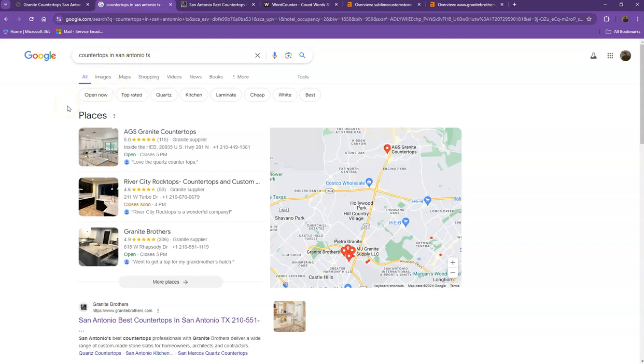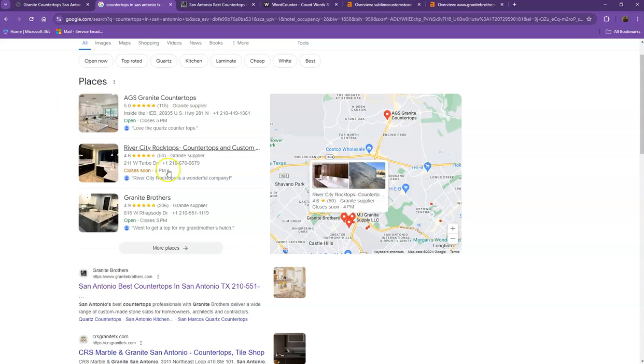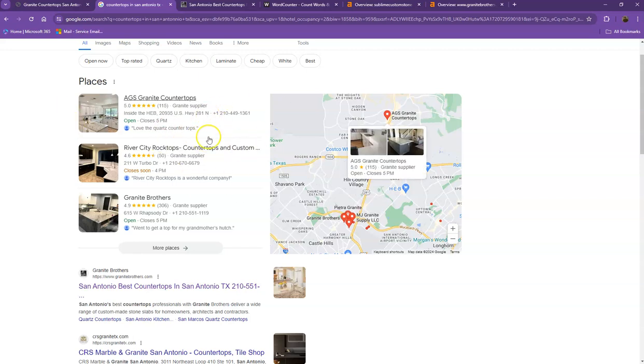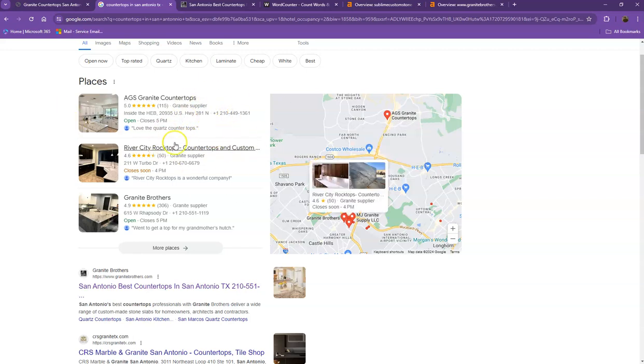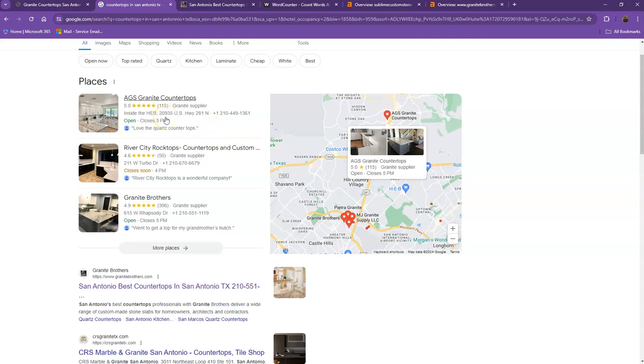We'll talk more about the results that we have here. So let's start off with the first one. This is what we call the map pack. And of course, this is something where you really would like to be, since these are the ones that get a lot of attention, a lot of traffic, and they're easier to find.